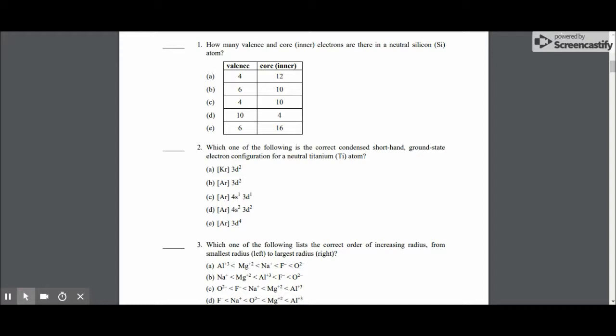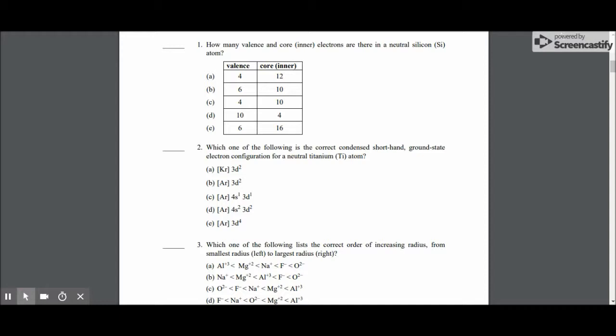Because 4 and 10 are the most common, and there are 2 4s in the valence column and 2 10s in the core column, we're going to choose C as our answer because it has the most overlap between all the other answers. C is the correct answer for this question as well. Now we're going to go down to number 2, only looking at the answers.